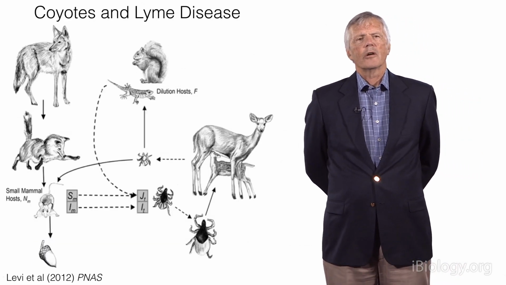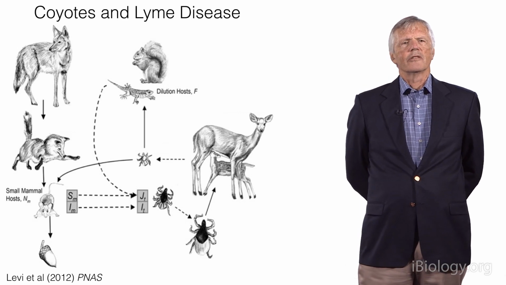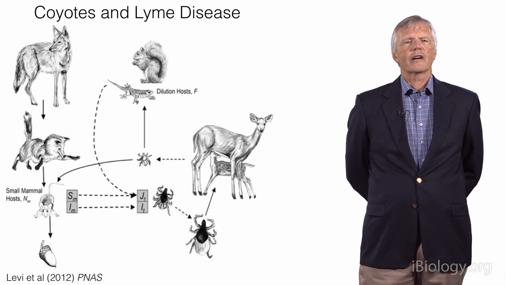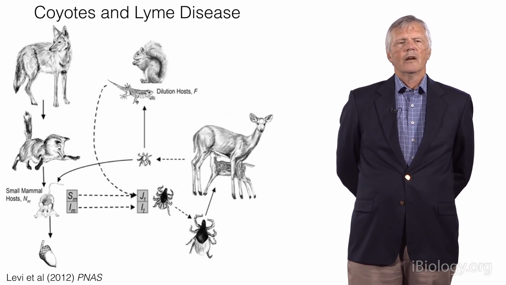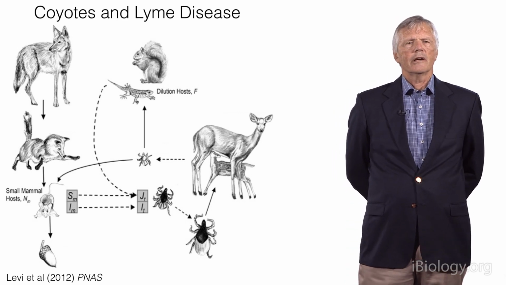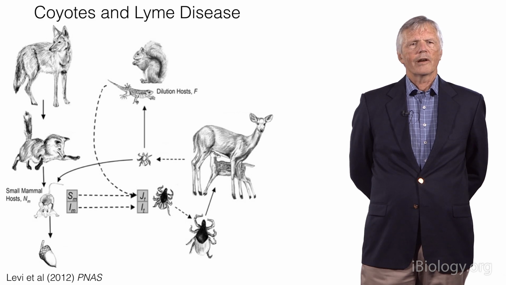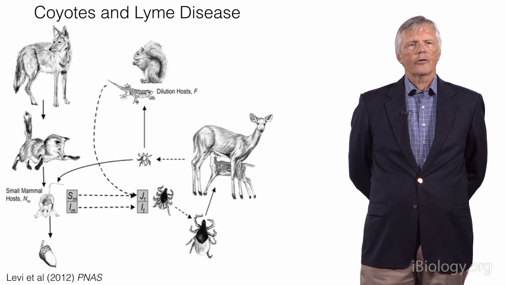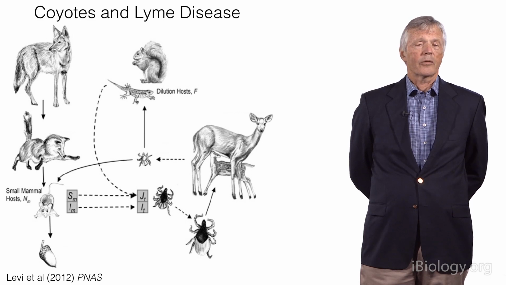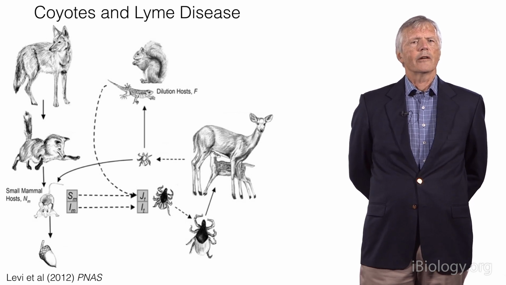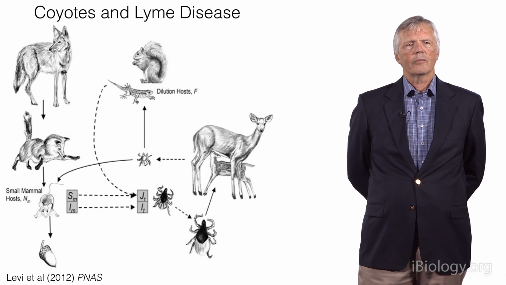I want to tell you about another one of these potential knock-on effects, and that has to do with coyotes and Lyme disease. Coyotes overlap in their habitat with wolves, but wolves have a depressing effect on coyotes. When wolves are reintroduced or recover in areas, or when they disappear, coyote populations change in abundance in an associated way. When wolves become more abundant, coyotes become more rare. When wolves become less abundant, coyotes increase.